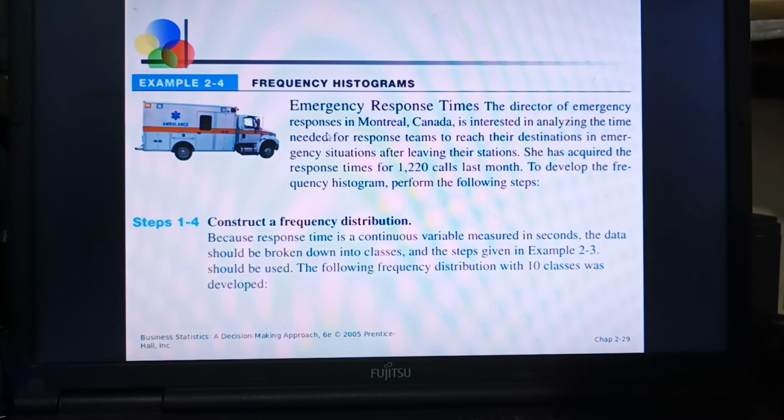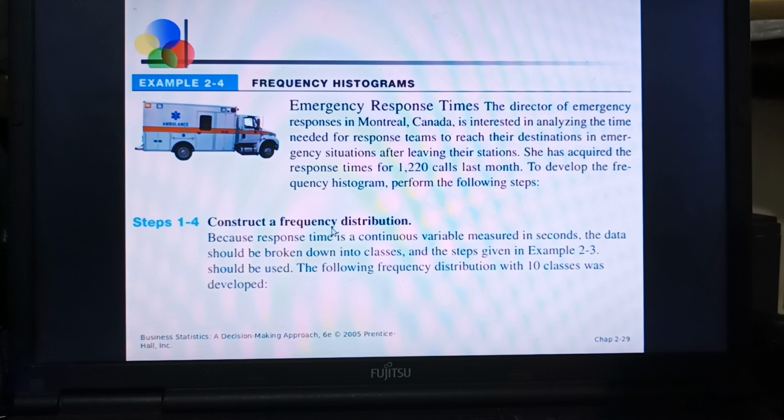Director of Emergency Responses in Montreal, Canada, this is a different one, and the other one was from the US, is interested in analyzing the time needed for response teams to reach their destinations in emergency situations after leaving their stations. She has acquired the response times for 1,220 calls last month. To develop the frequency histogram, perform the following steps.